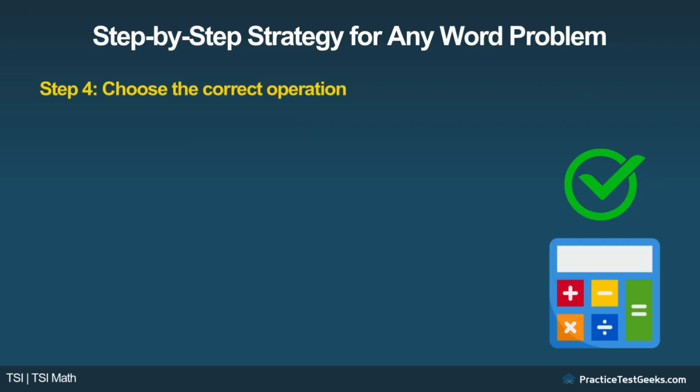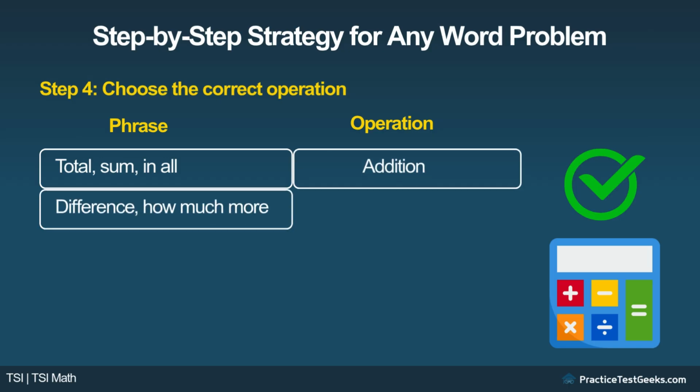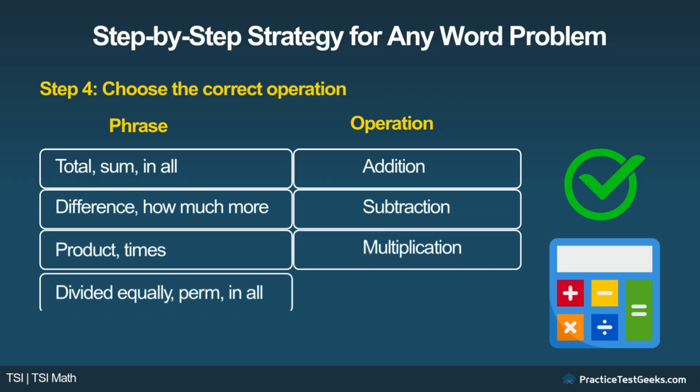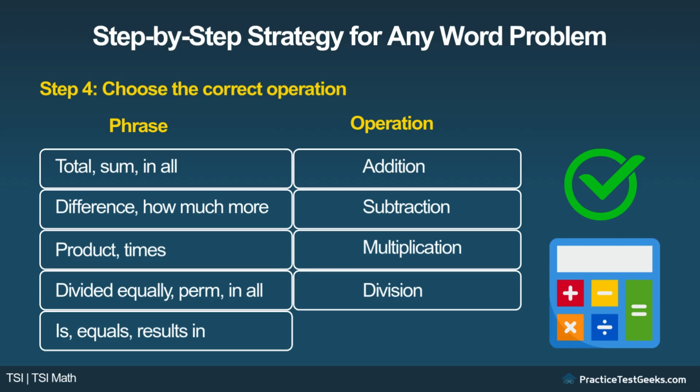Step 4. Choose the correct operation. Here are some common phrases and the operations they represent. Total, sum, in all: addition. Difference, how much more: subtraction. Product, times: multiplication. Divided equally, per: division. Is, equals, results in: equals.